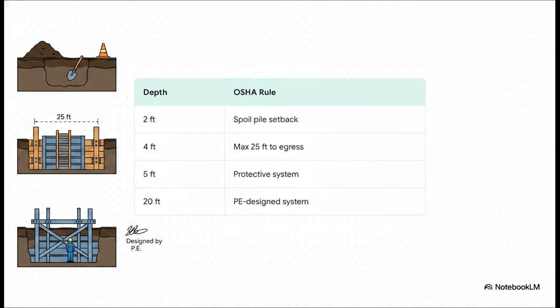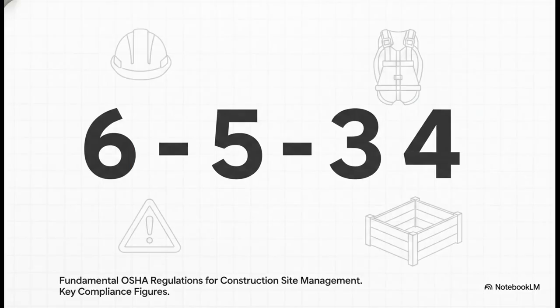OSHA's trenching rules escalate strictly by depth. At 2 feet deep, spoil piles have to be kept back from the edge. At 4 feet deep, workers cannot travel more than 25 feet laterally to reach a ladder. At 5 feet, safety systems like shoring are legally required. And if you hit 20 feet deep, you legally must have a protective system that is designed by a registered professional engineer. To help you lock these codes in, let me introduce you to the 6534 memory trick.